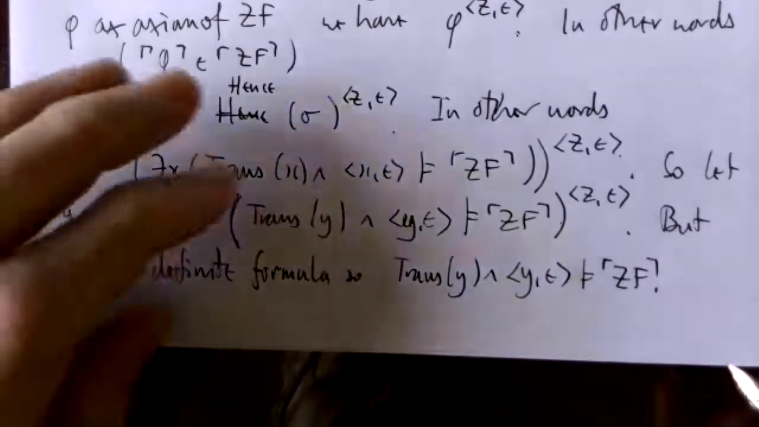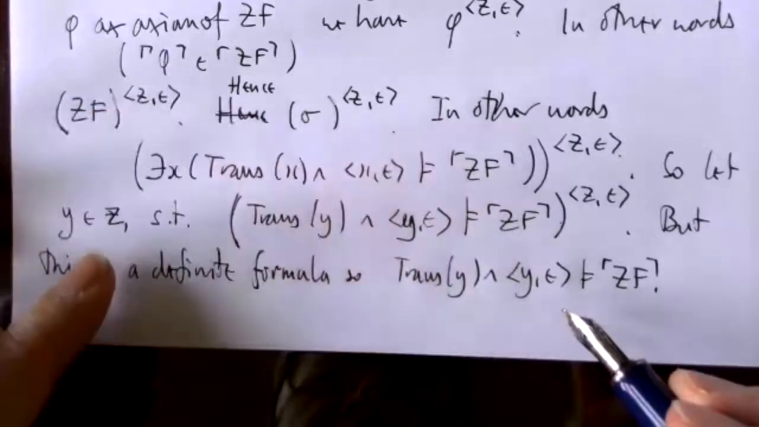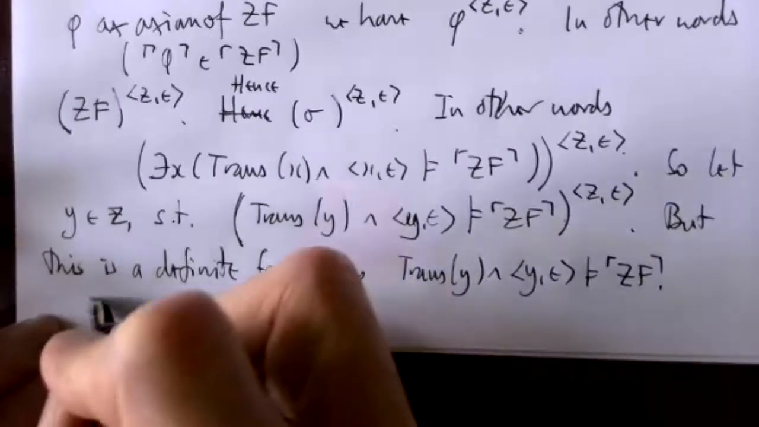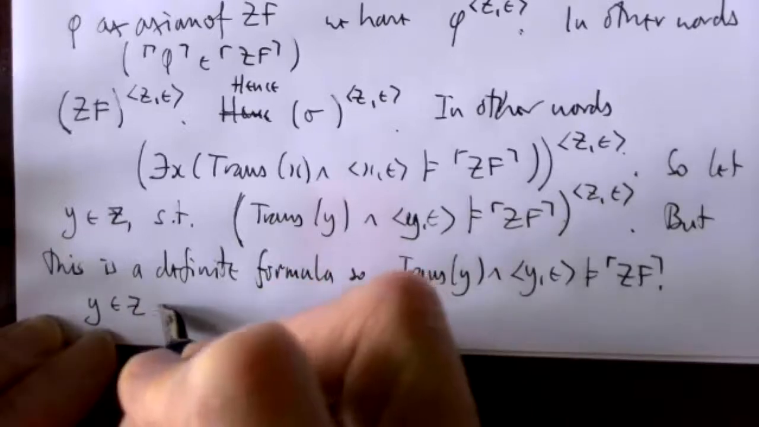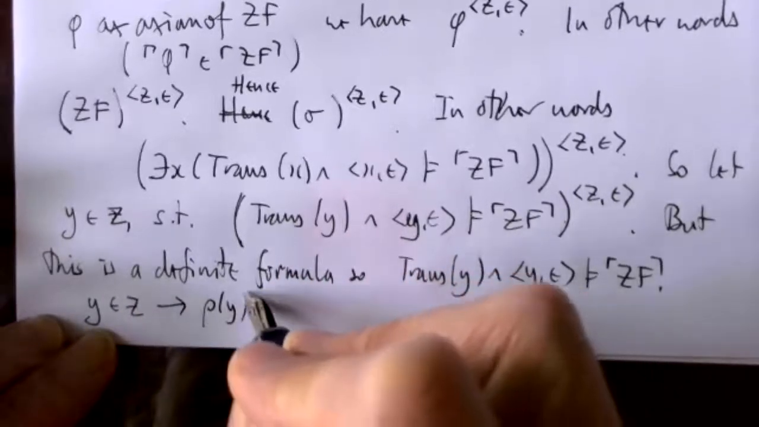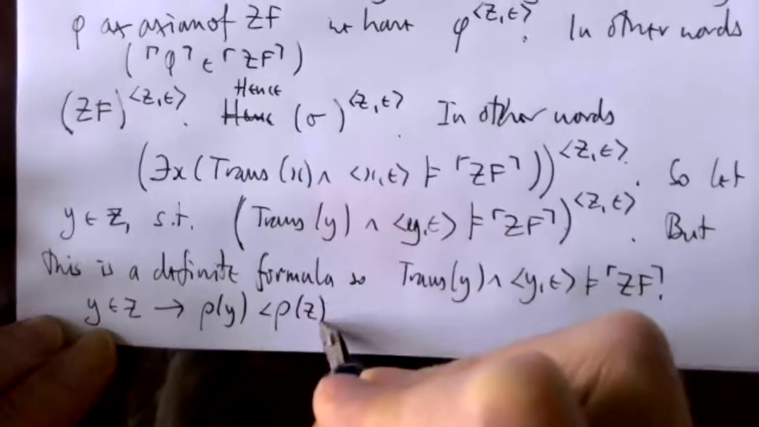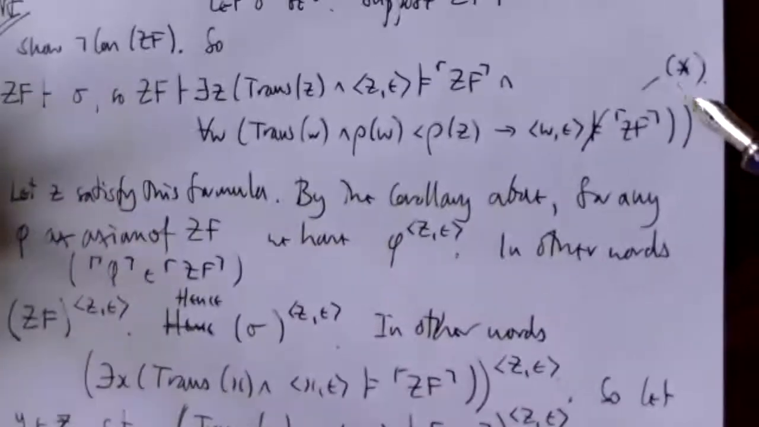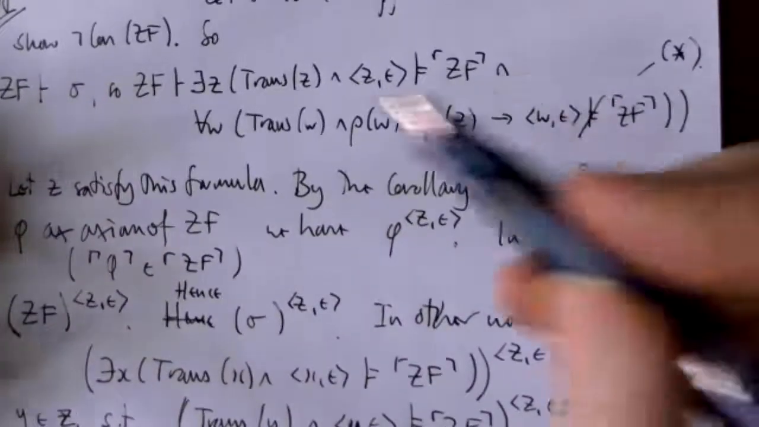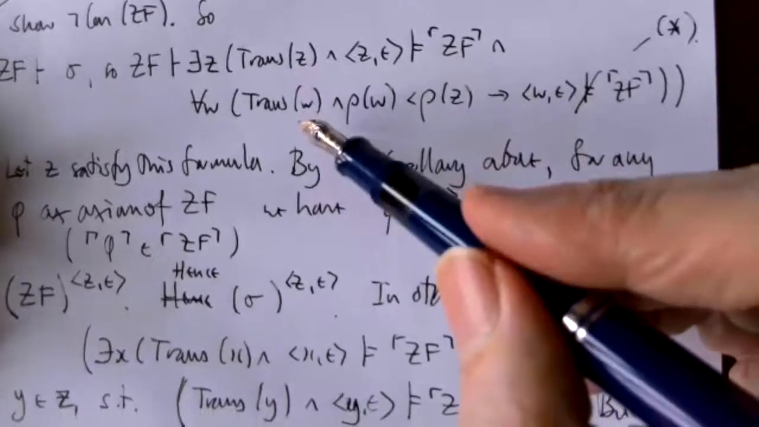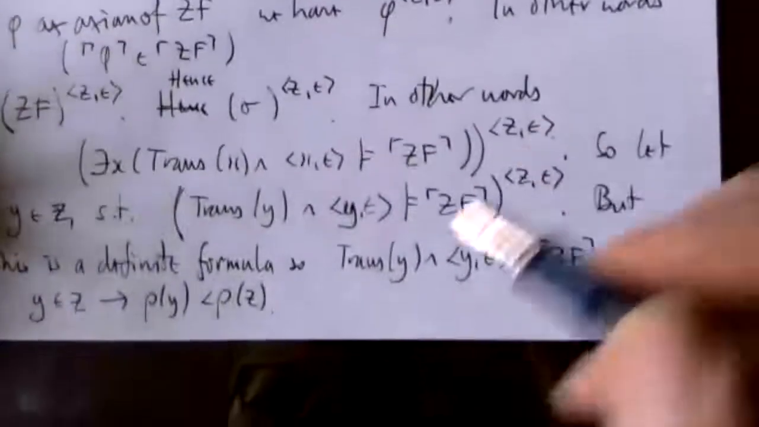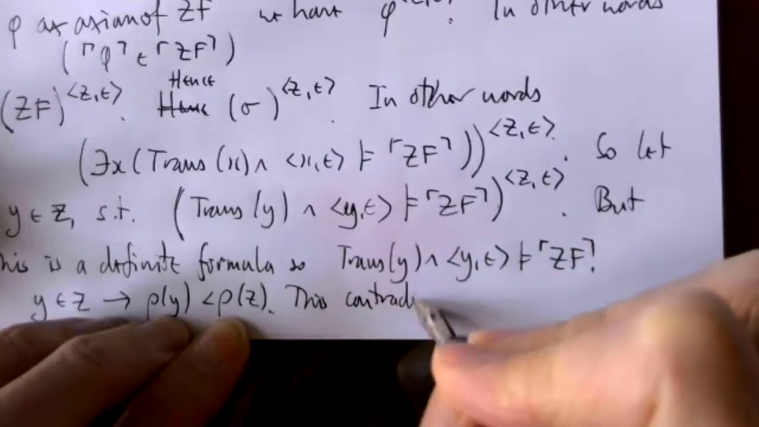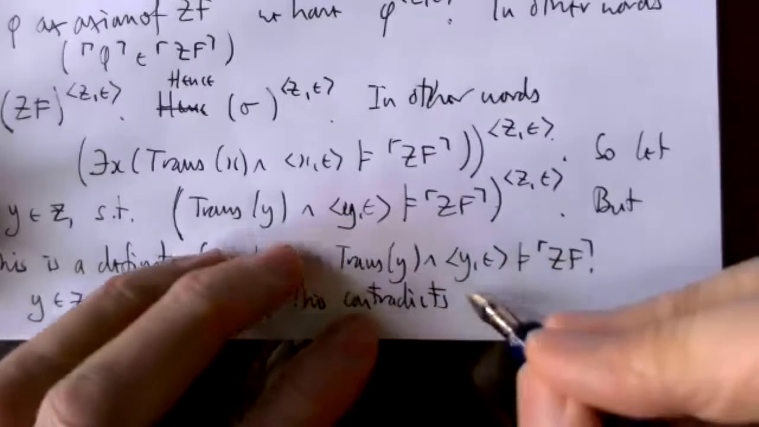And now, as I've said, because Y is in Z, its rank is less than Z. Y in Z implies the rank of Y is less than the rank of Z. So this contradicts star up here. The point was the Z we chose, there was nothing of smaller rank which was a ZF minus model. So this contradicts the choice of Z at star.